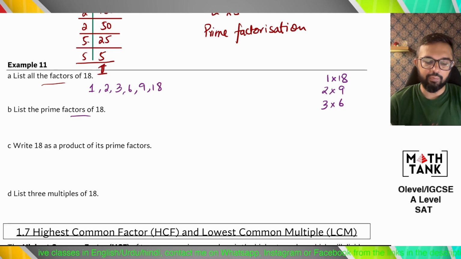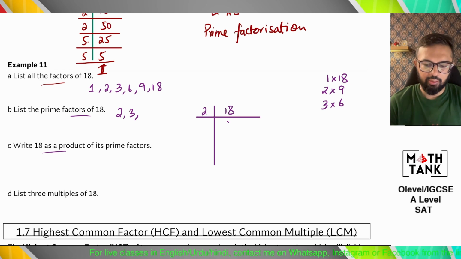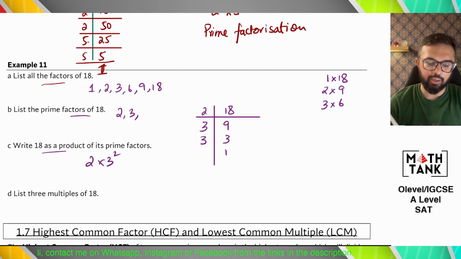List the prime factors of 18. That's simple. 1 is not a prime factor, 2, 3, and that's it. Write 18 as a product of its prime factors. So you do this prime factorization process and say that 18 is 2 times 9, 3 times 3, 3 times 1. This becomes 2 into 3 squared, which is 18.